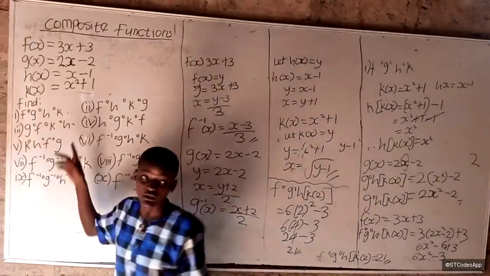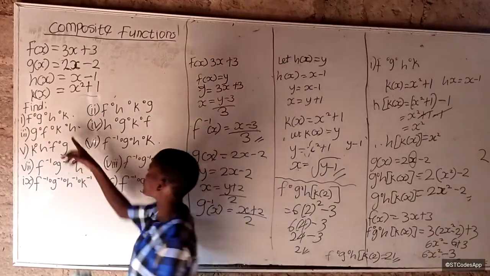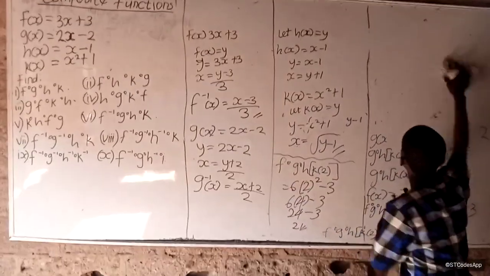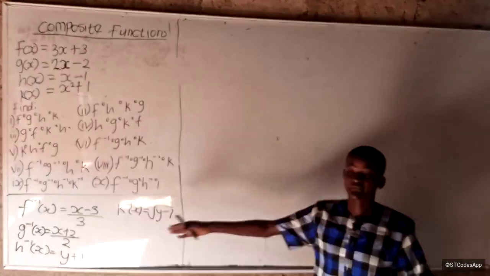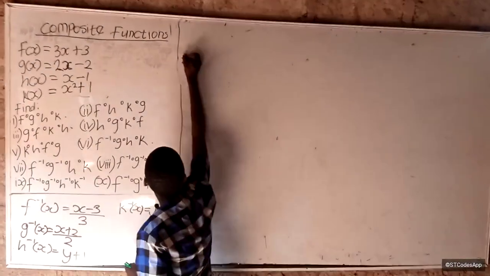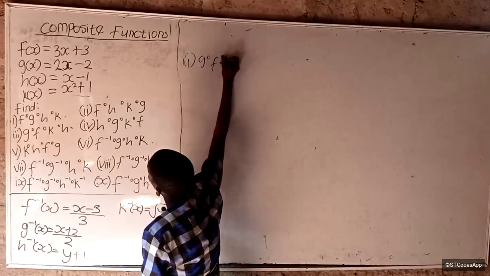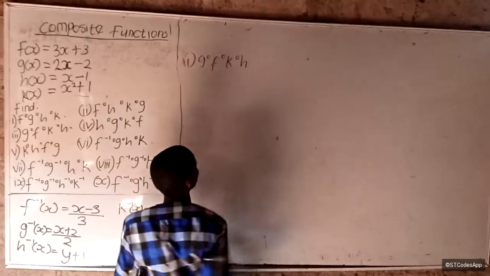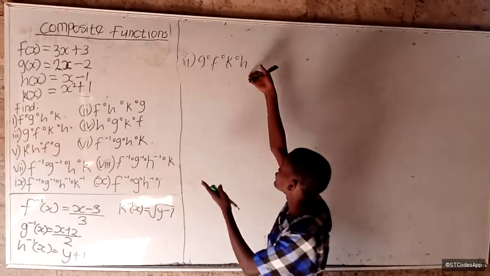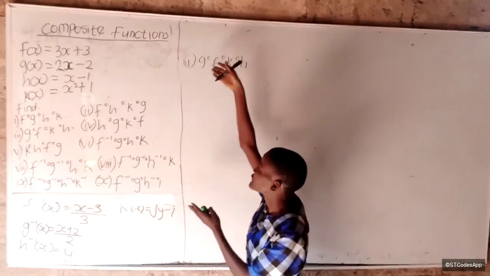I said earlier that I'll be solving question 1, question 3, question 6, and question 10. So I've decided to put all my inverses here to create space for us to solve the rest of the questions. On question 3 now, we have our function to be g of f of k of h. As I said earlier, we are going to start from this direction. We are going to go from h and we input the value of our h into k, that of k into f, and that of f into g.